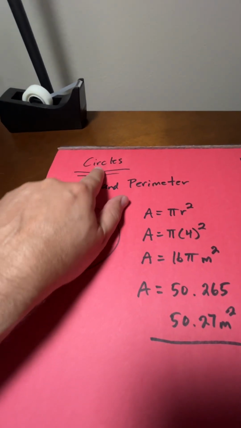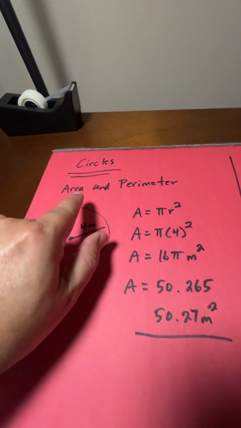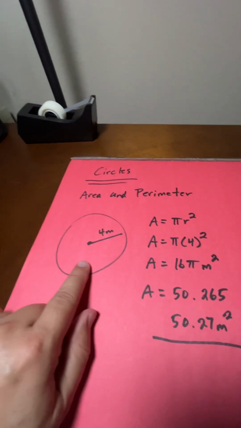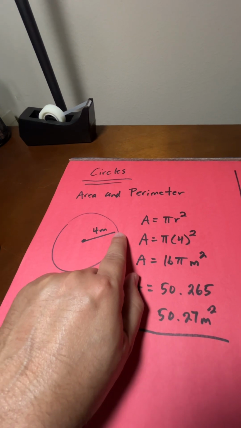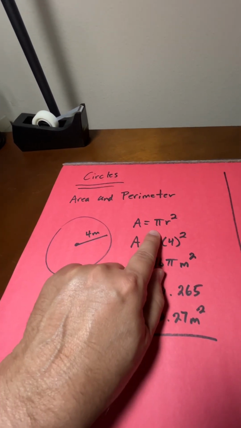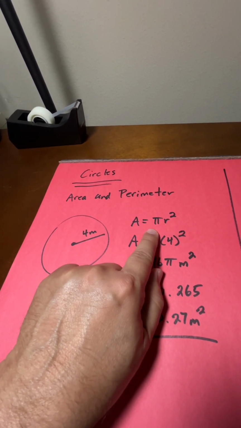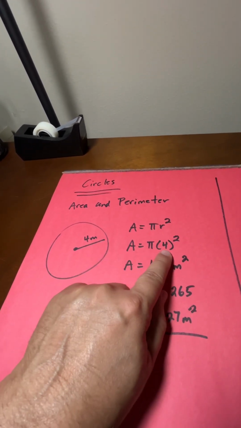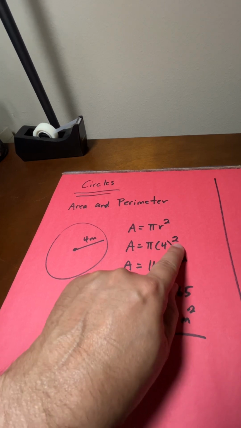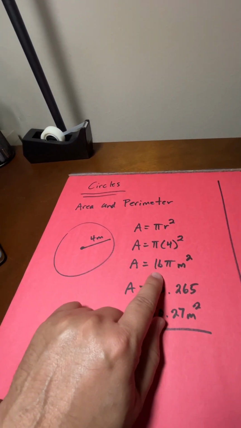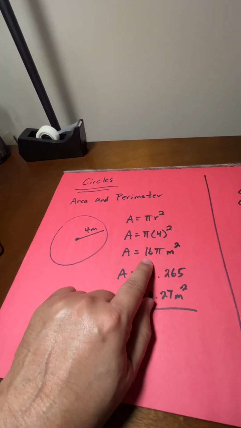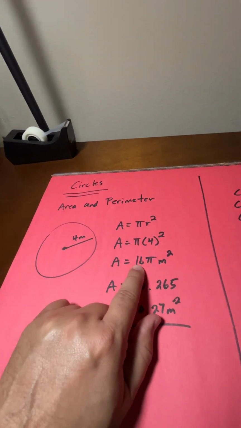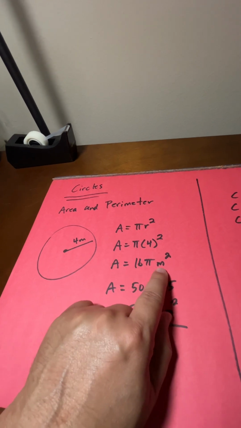All right, let's talk about circles and particularly the area and perimeter of circles. So consider this circle. Notice this is the radius, and the formula for the area of a circle is area equals pi times the radius squared. I substitute the 4 in for the radius. You do the exponent first, so 4 squared is 16. It's 16 pi. Now, a lot of times people just want the answer like that. So I could say the area is 16 pi square meters.